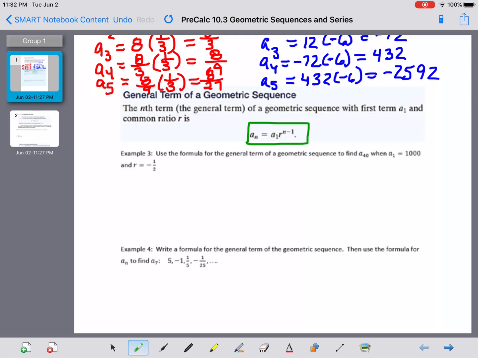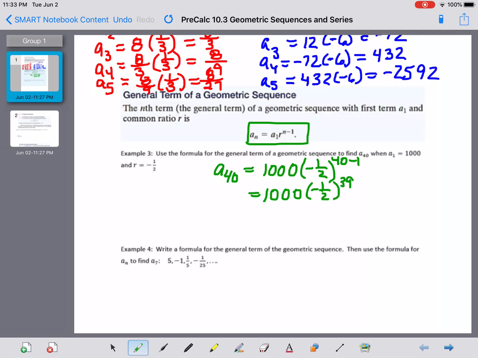So I'm going to just go ahead and plug right into this formula. A sub 40, remember this is notation on the left, equals my A sub 1, which is 1,000, times my ratio of -1/2 to the 40 minus 1 power. There's a lot of order of operations going on here that we need to be careful with. I'm going to rewrite my 1,000, and I'm going to make sure I simplify, so I'm going to have -1/2 to the 39th power.